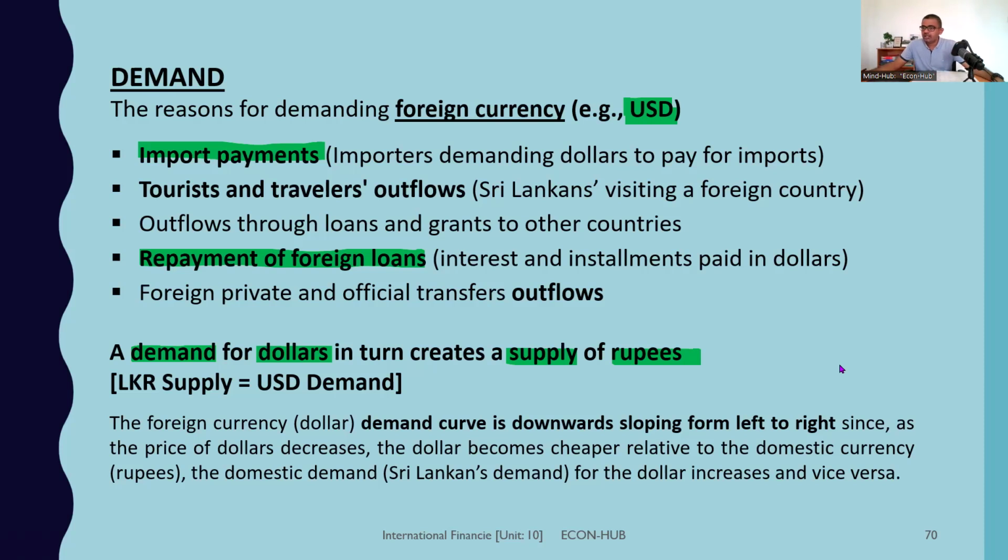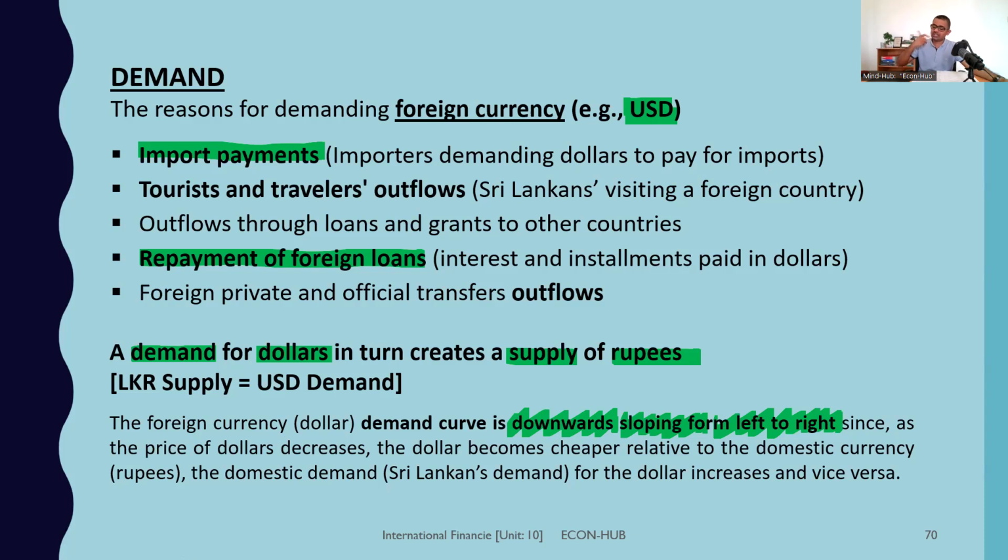Right. Now let's read this. So LKR supply equals US dollar demand. The foreign currency, that is the dollar, is the foreign currency we are looking at, to make this easy to understand. The demand curve is downward sloping from left to right. So no confusion about the normal behavior of the demand curve. Downward sloping from left to right. Get it? As the price of the dollar, okay?